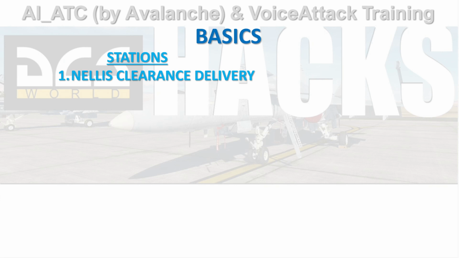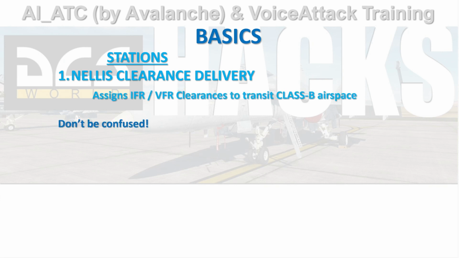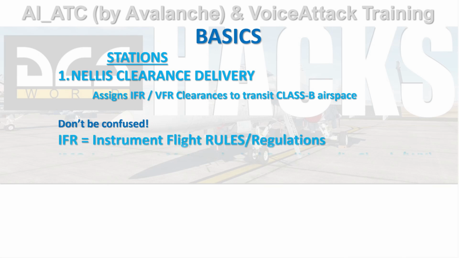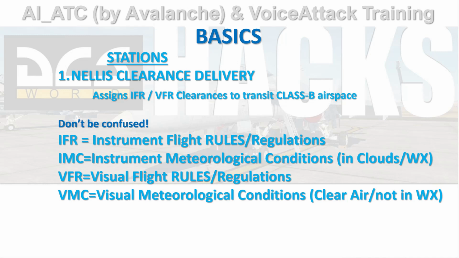Let's talk a little bit about clearance delivery. In real life, they will give you clearances to get through the Class Bravo airspace. Don't be confused. IFR and VFR are two different things. IFR means instrument flight rules or regulations that we follow when you're flying and being controlled by an air traffic controller. The controllers are responsible to give you vertical and lateral separation from aircraft and obstacles as well.